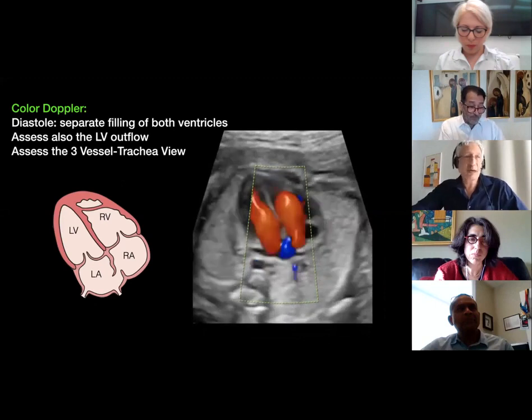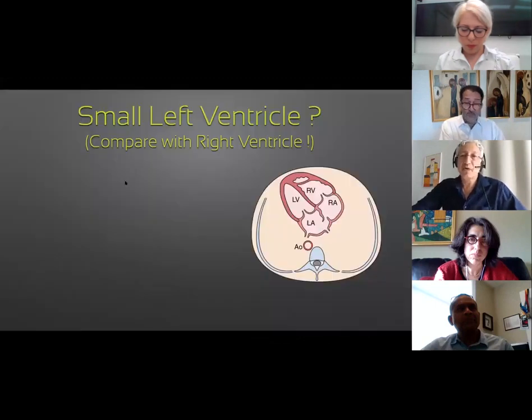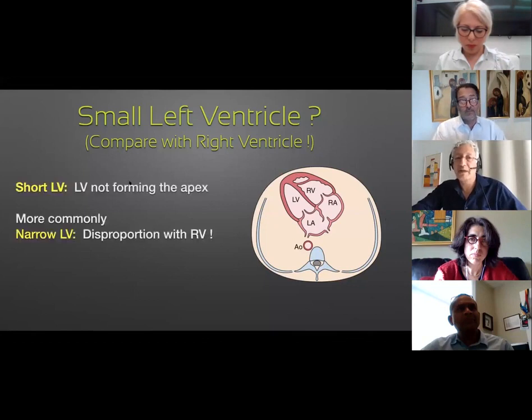Now, when you have a situation like a small ventricle, always try to compare it with the right ventricle. In general, check whether it's a short left ventricle, which is a ventricle not forming the apex, but in many cases we'll see it is associated with a narrow left ventricle, leading to a disproportion between the right and the left. And if you see such a situation, what can you do?